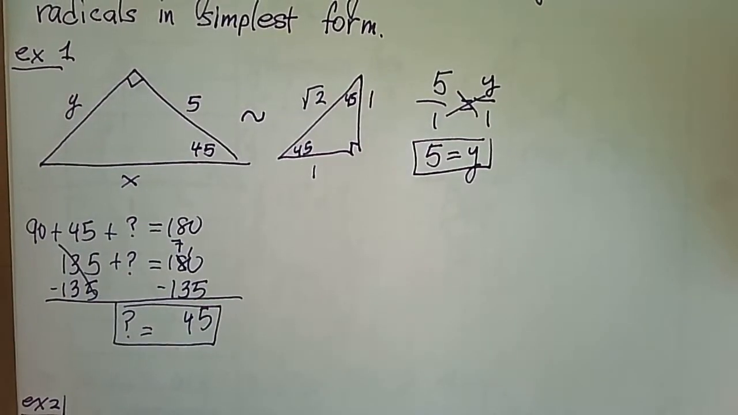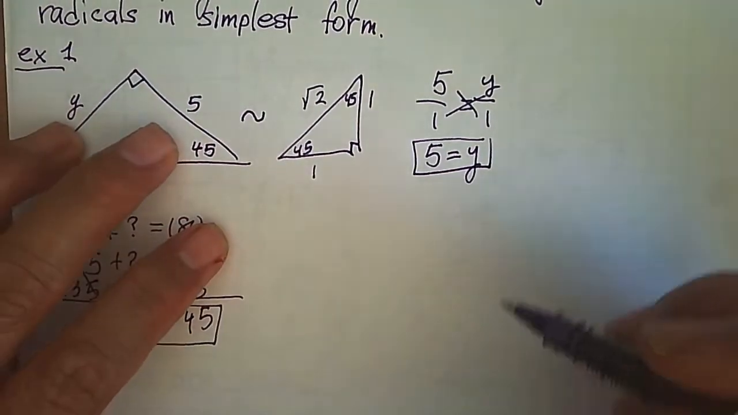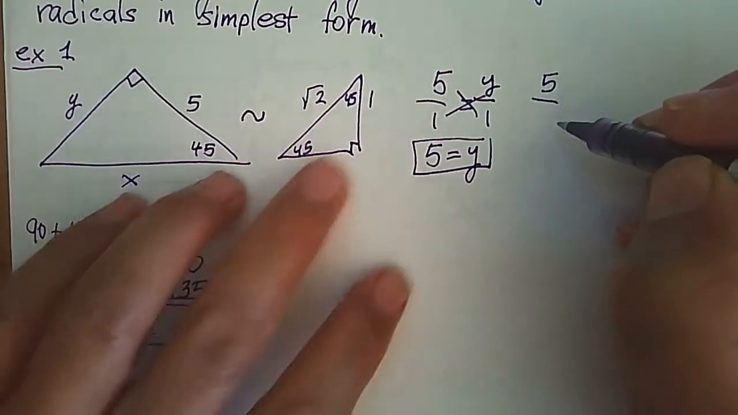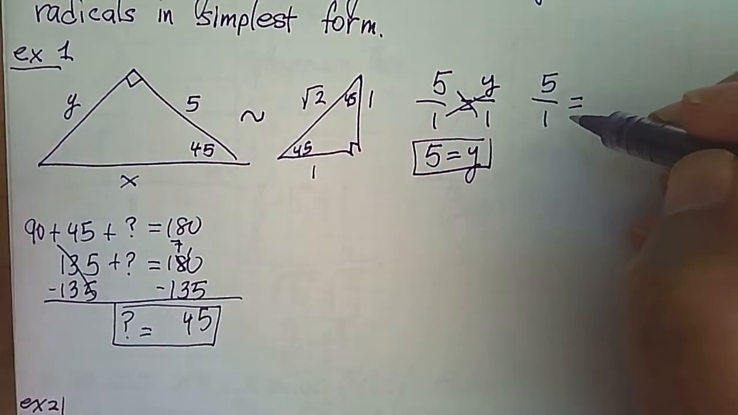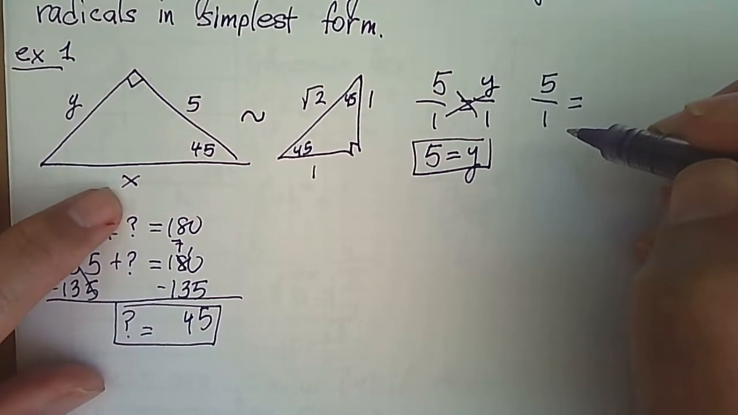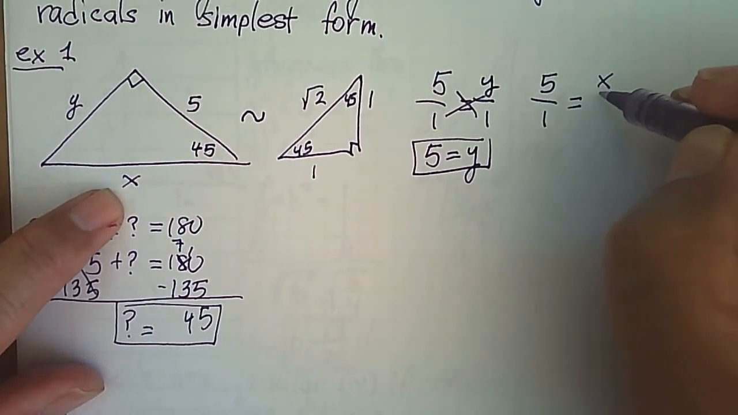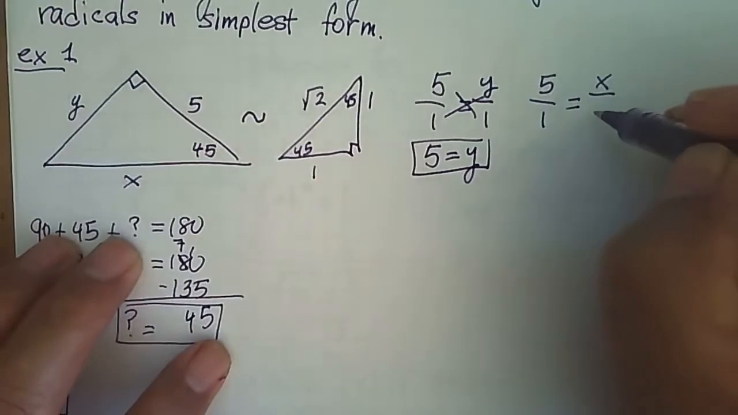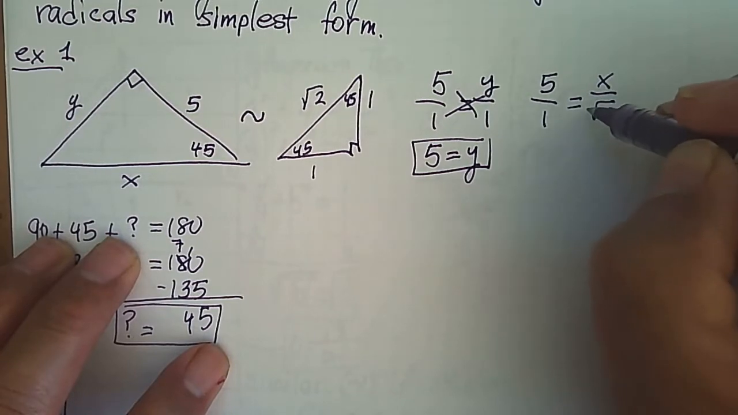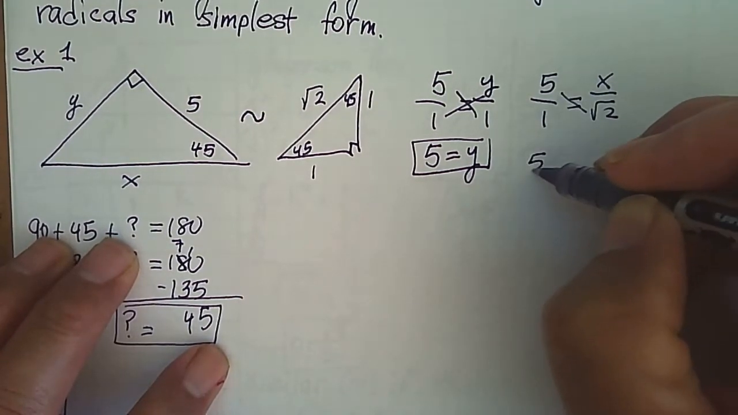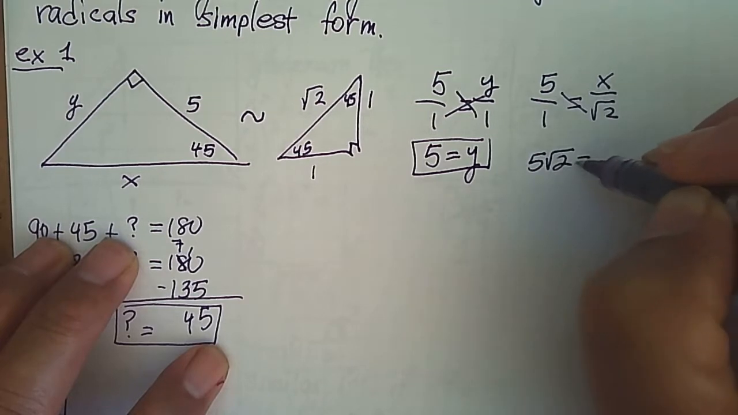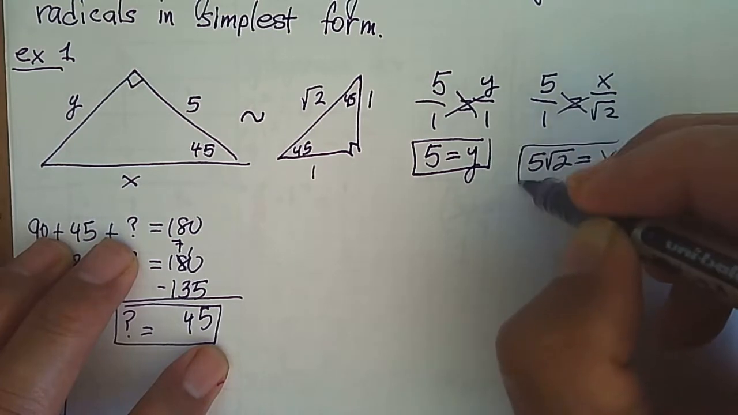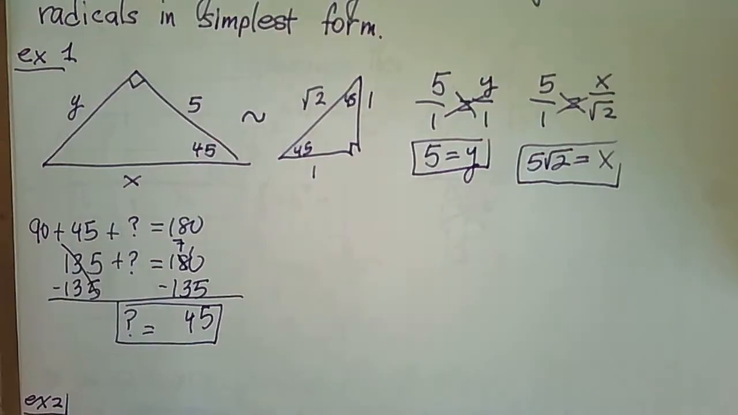Now let's do x. Do the same idea. One of the legs over here to 1. Now I have y already. I need to find x. x is a hypotenuse. What is the hypotenuse over here? Radical 2. Cross multiply, you're going to get 5 radical 2 is equal to 1 times x. And that is the answer. That'll be your answer.